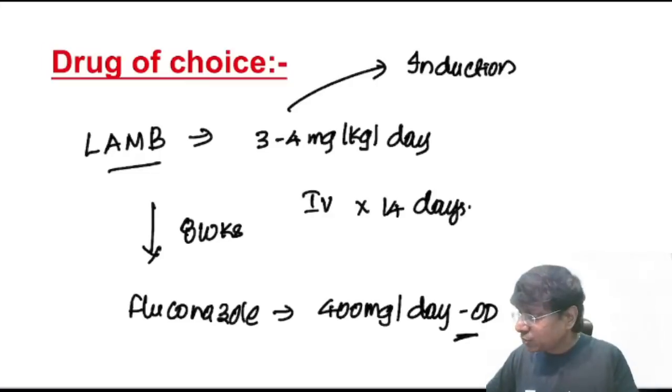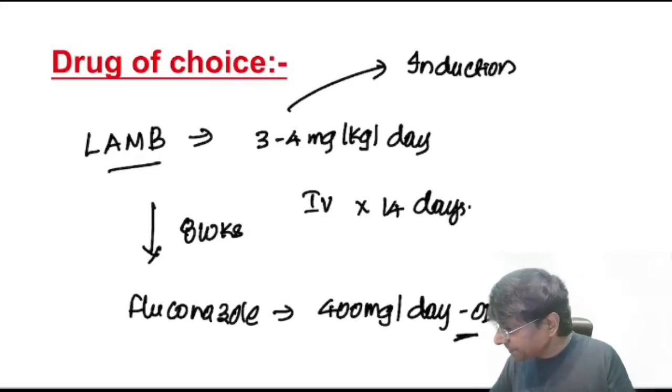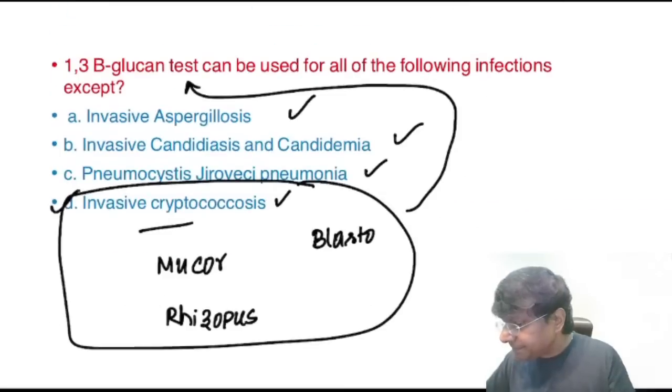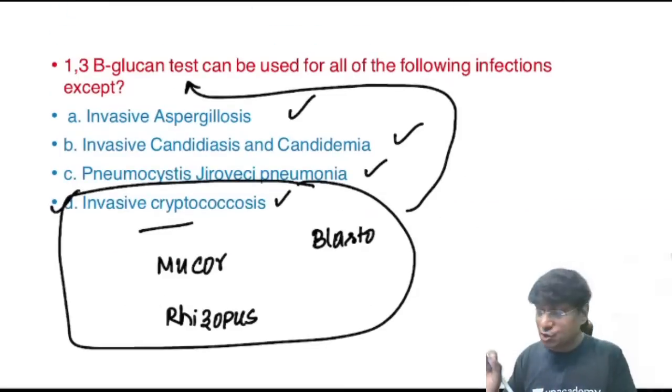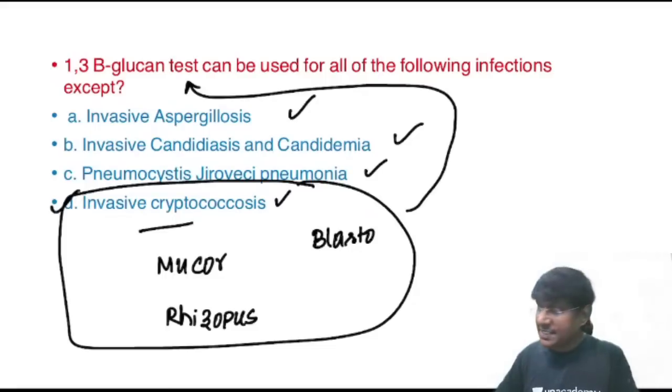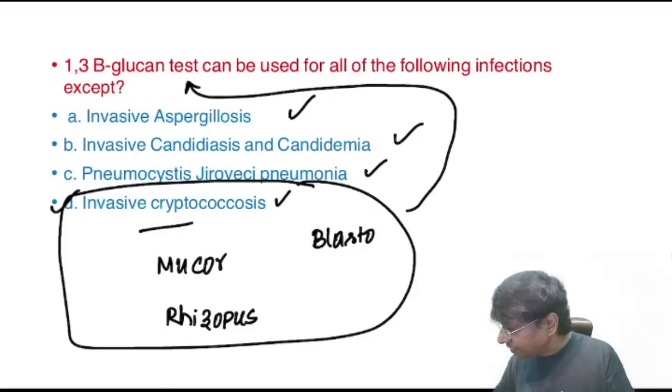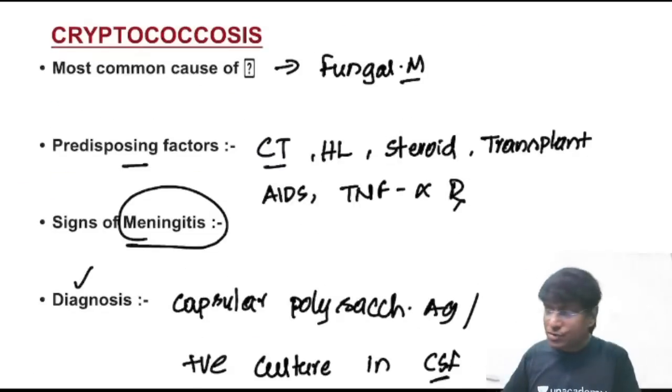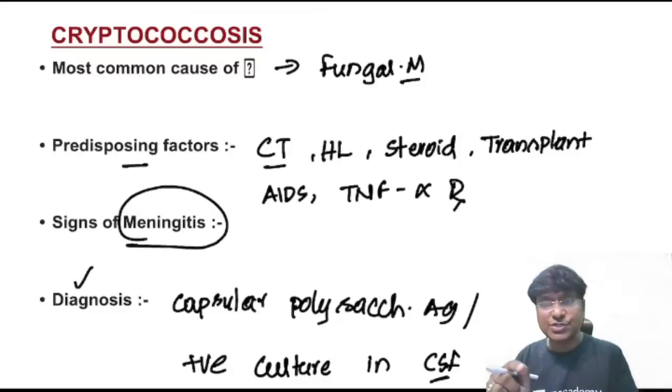Now let me quickly recap the topic of the 1,3 beta glucan test. It is useful for the diagnosis of aspergillosis, candidiasis and PCP, but it is not useful for diagnosis of Mucor, Rhizopus, Blastomyces and Cryptococcus species. For cryptococcosis, the important points are: it is the most common cause of fungal meningitis. Predisposing factors are chemotherapy for hematological malignancy, Hodgkin's lymphoma, steroid therapy, transplant patients, HIV infected individuals, and TNF alpha inhibitor therapy.